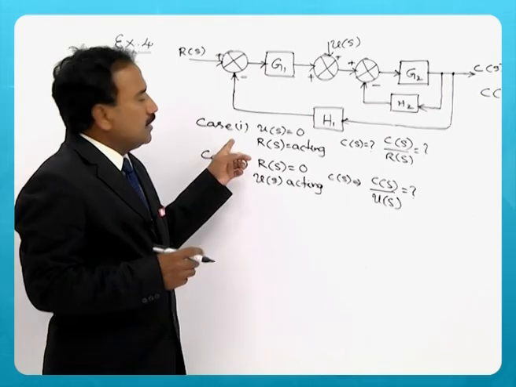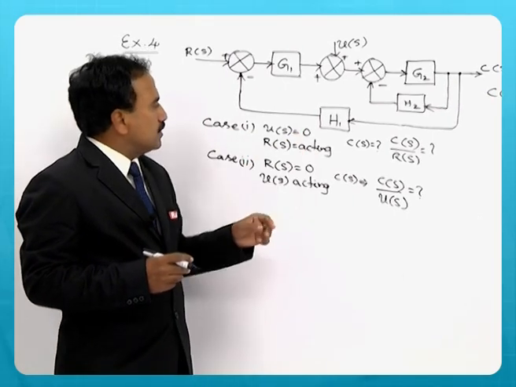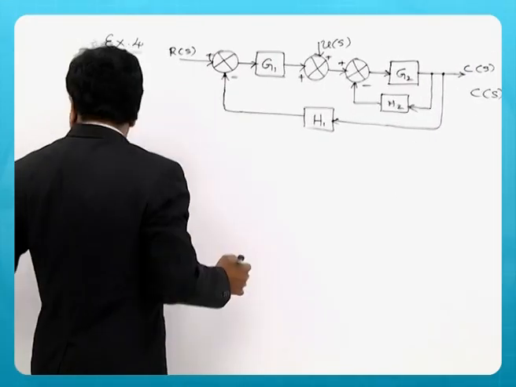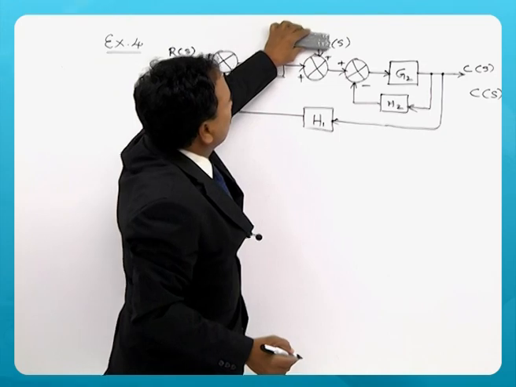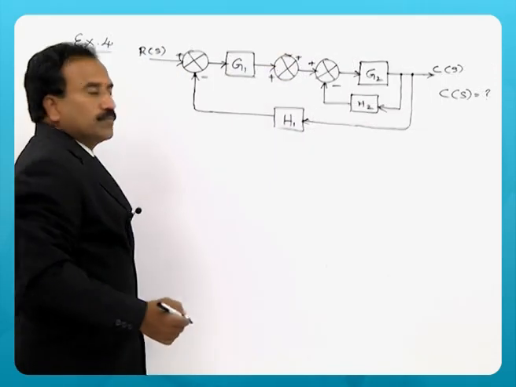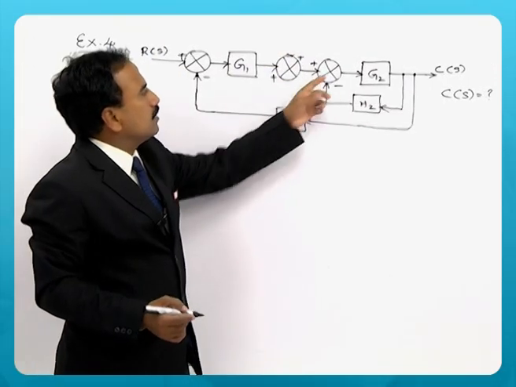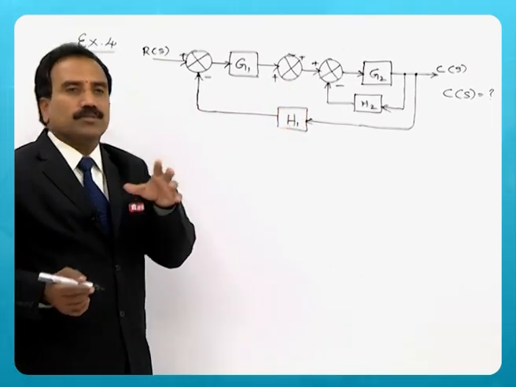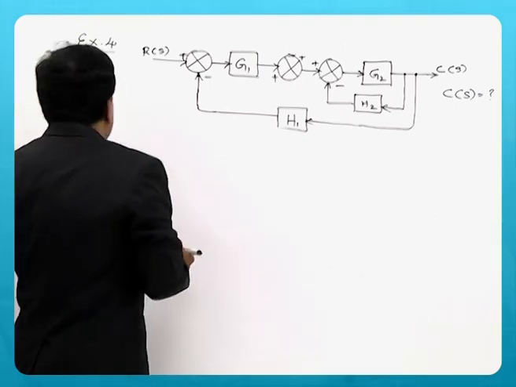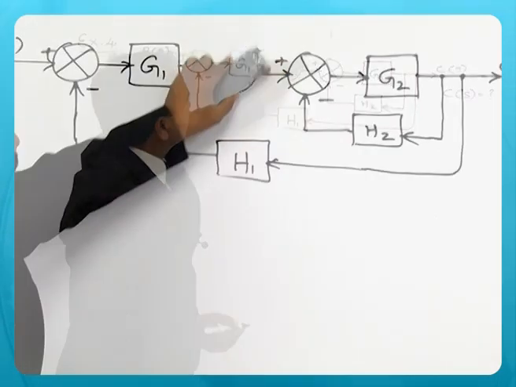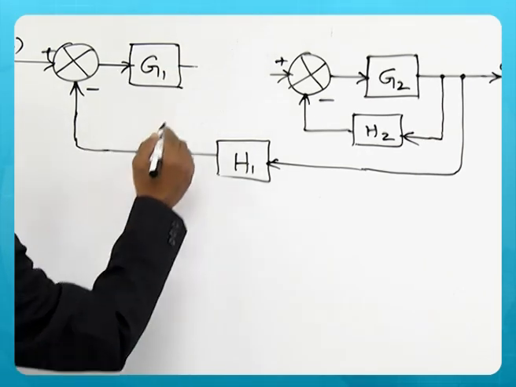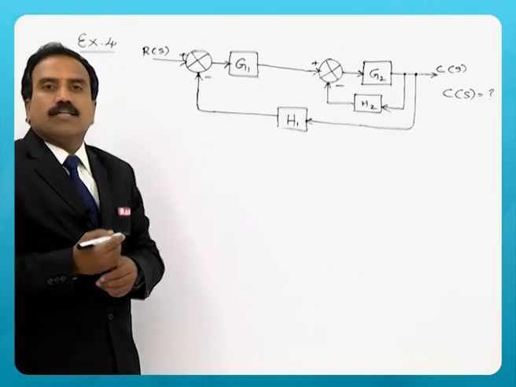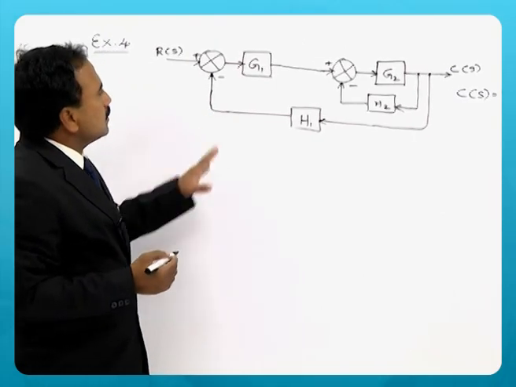So let us consider case 1 first with U of s 0, R of s acting alone. For this case you need to ignore this particular input U of s. So this summing point has no meaning in the circuit. So we can just remove this summing point and then add the G1 output directly to the second summing point. So this is the circuit now.